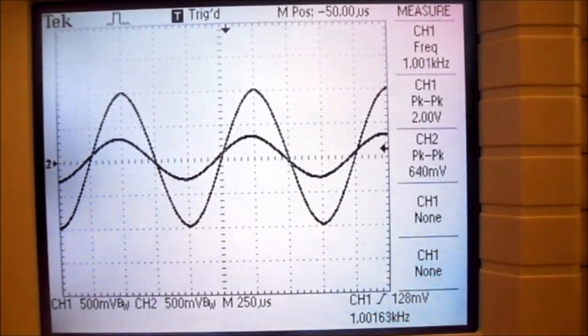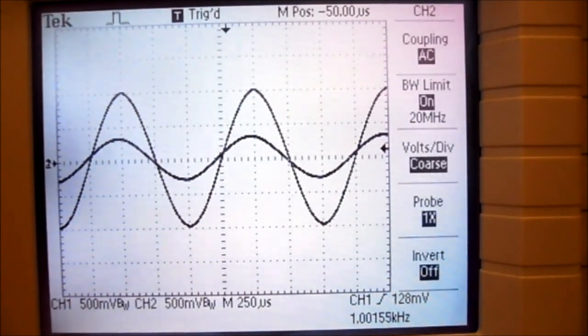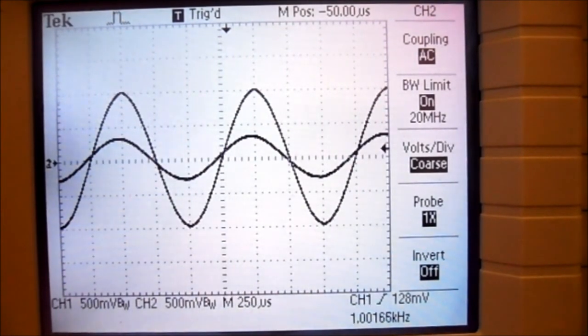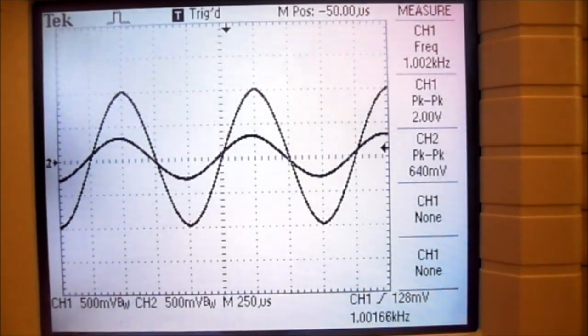Now looking at channel 2, if you press the channel 2 menu button, you can see the coupling is AC, the bandwidth limit is on, volts per division is coarse, our probe is 1 times, and the invert is off. So pressing the measure button, you can see our channel 2 peak to peak voltage is 640 millivolts.